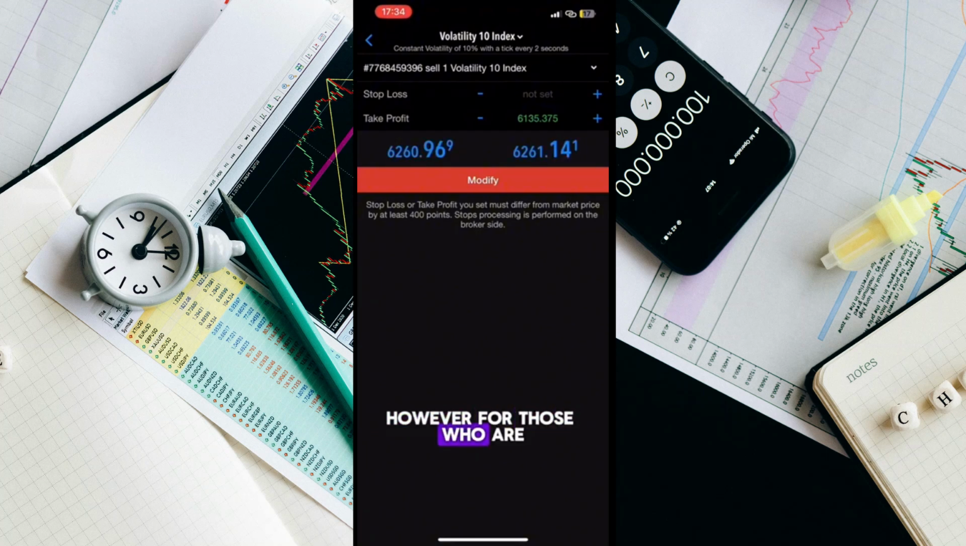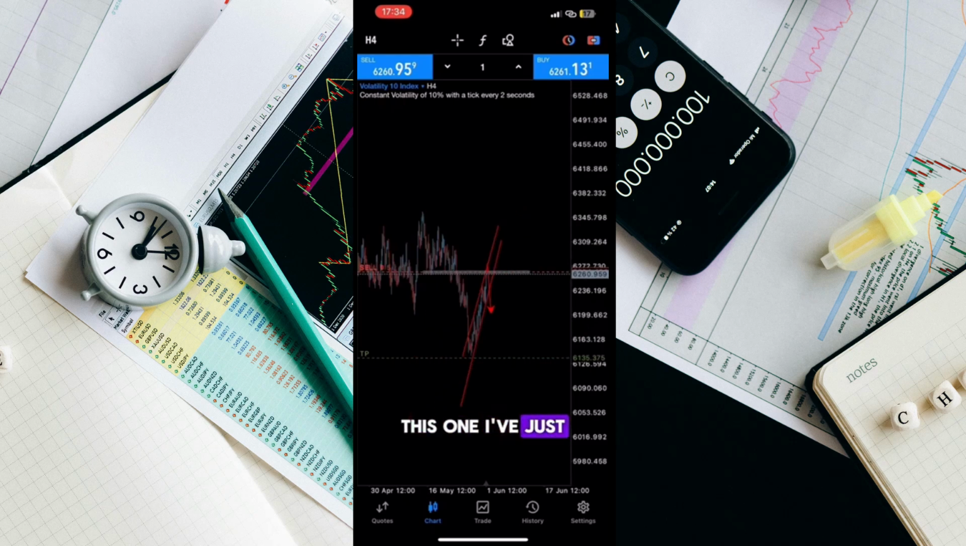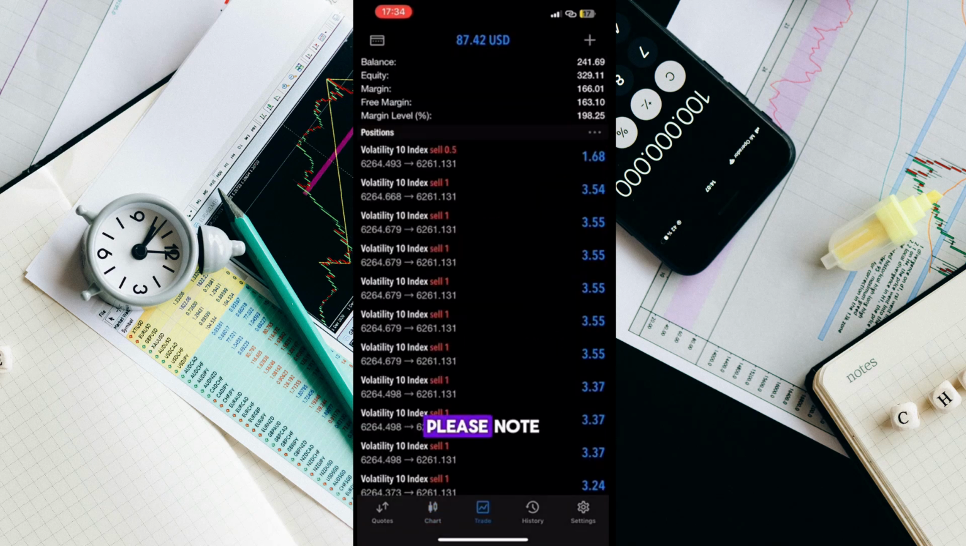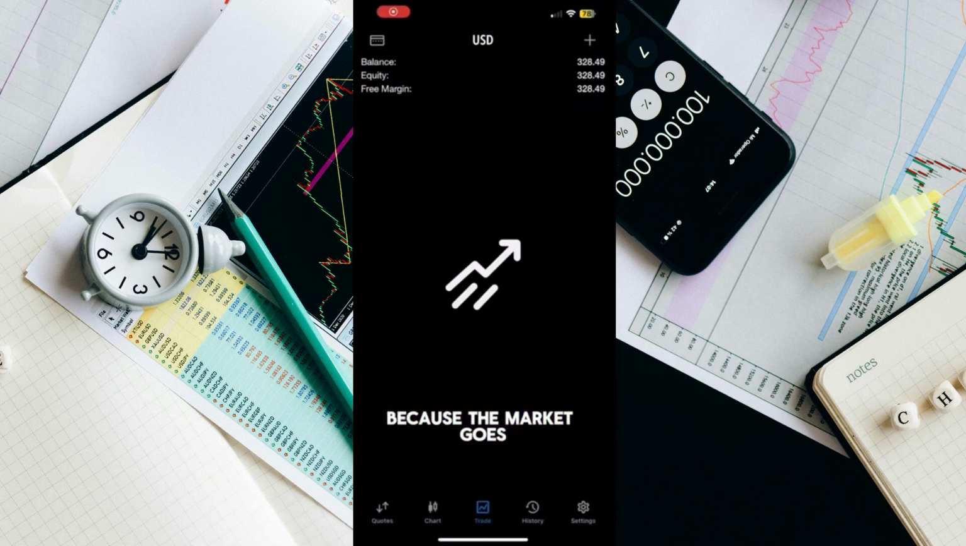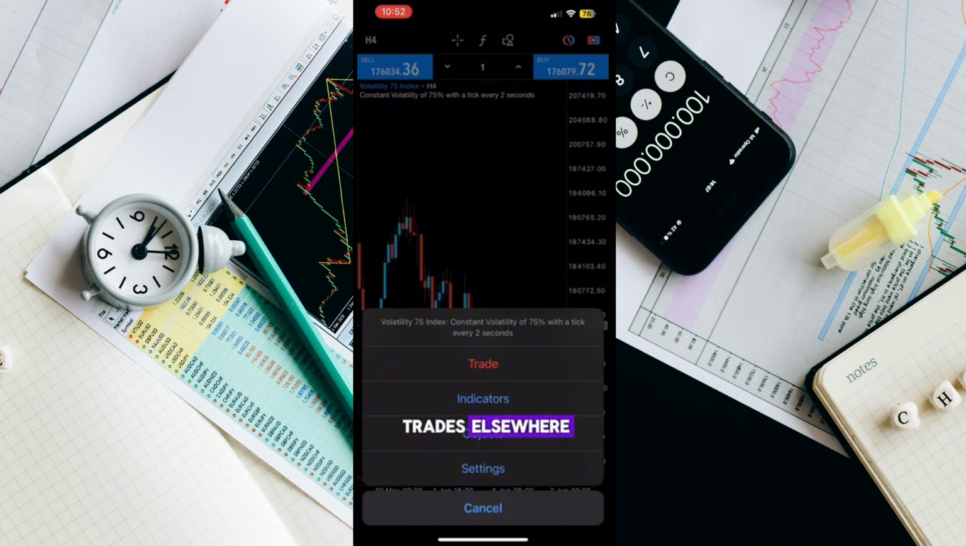However, for those who might want to put a take profit, this one I have just put at the last take profit. Please note that this is the most difficult take profit to reach, because the market goes through a lot of resistance and support. As you can see, now we're in $328 profit. Let's look for other trades elsewhere.